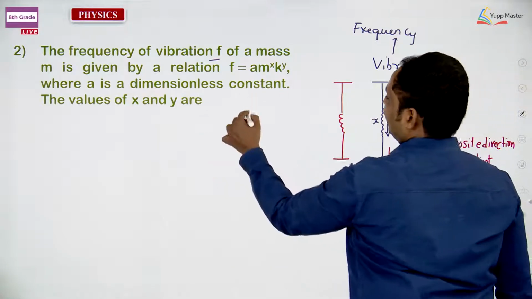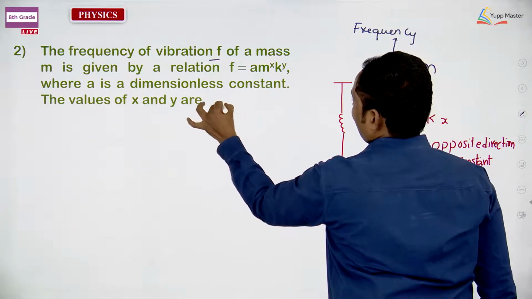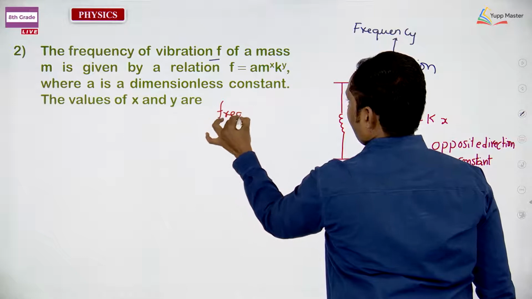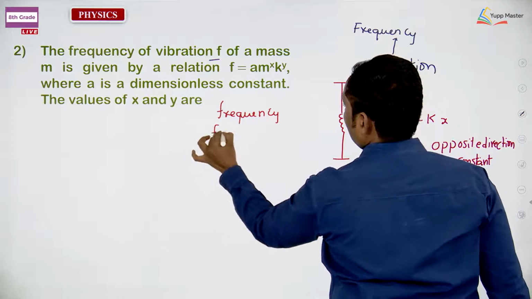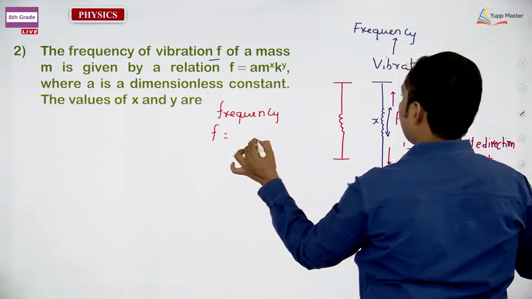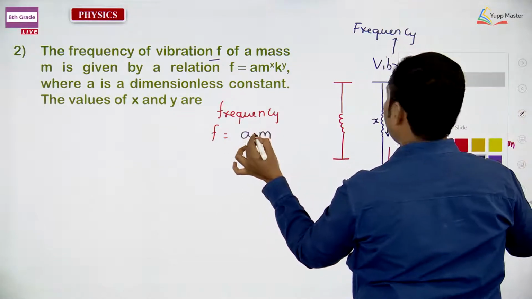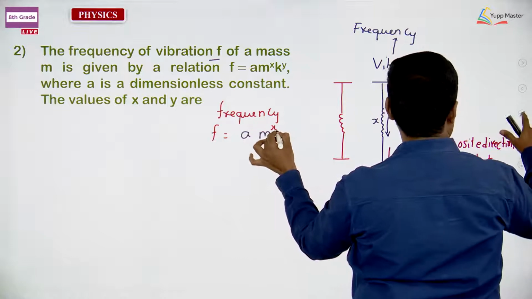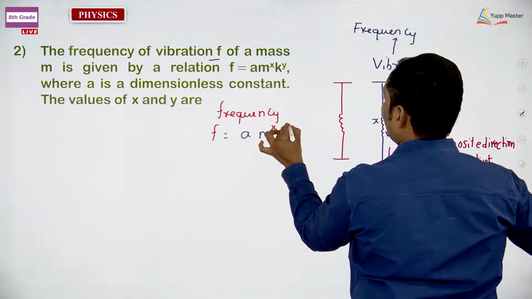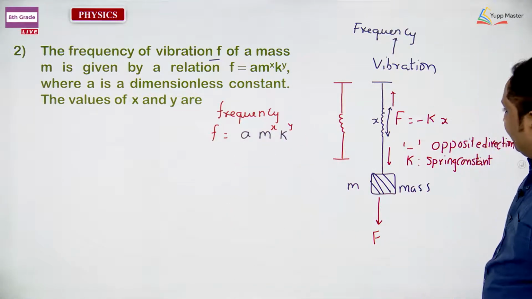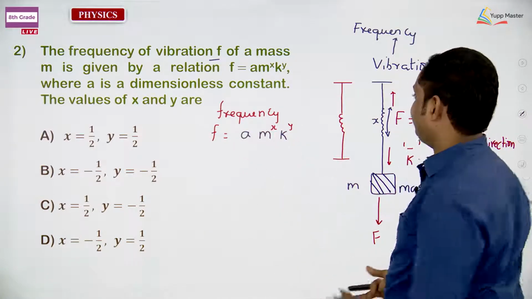The basic relation is that frequency f is equal to a into m power x into k power y. That is how they are framing this relation.